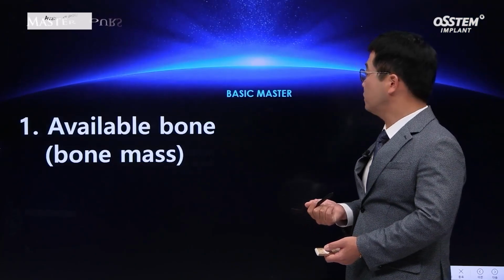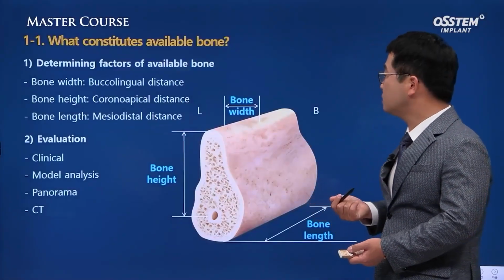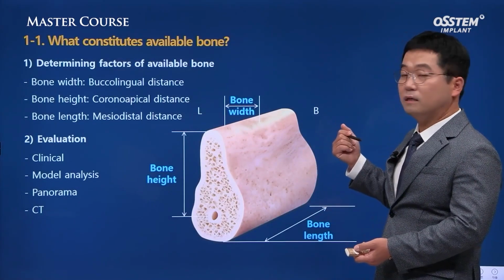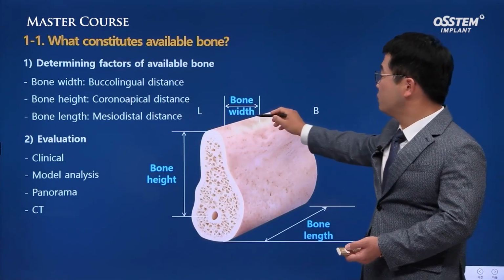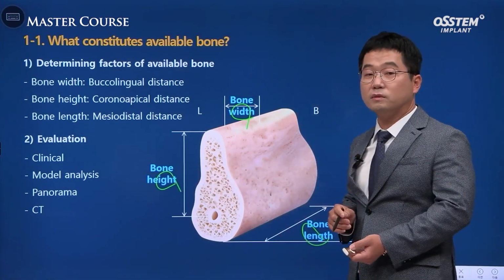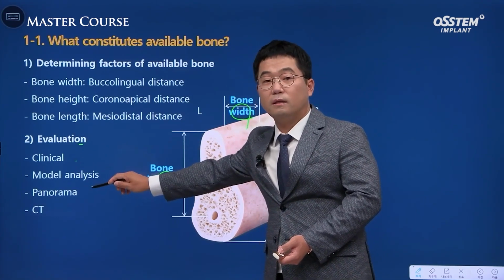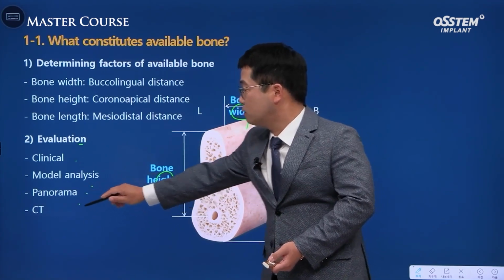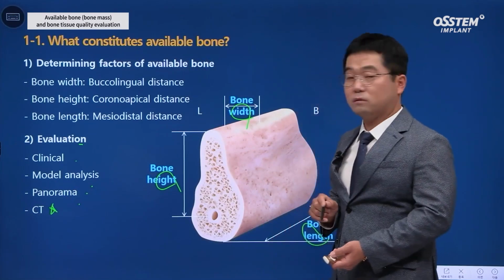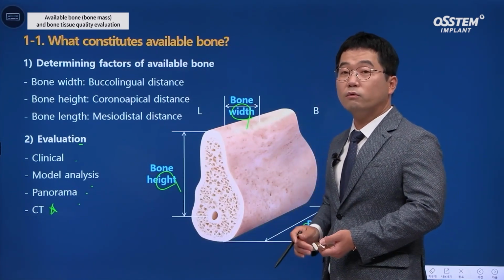First is about available bone. We can look at this in three different perspectives. First, width, height, and length. Clinical model analysis, panorama, CT. These are the ways we use to evaluate available bone. We primarily use CT these days. Using CT, we can evaluate available bone.